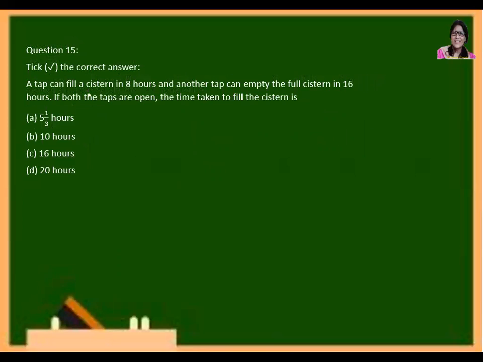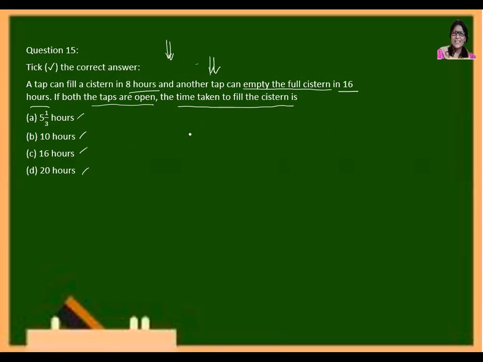Next, question 15. A tap fills a cistern in 8 hours. Another tap empties the full cistern. That means one is bringing water, one is taking away water. Water is going down in 16 hours. If both the taps are open, when will the cistern fill? 5 and 1 by 3 hours, 10 hours, 16 hours, 20 hours.